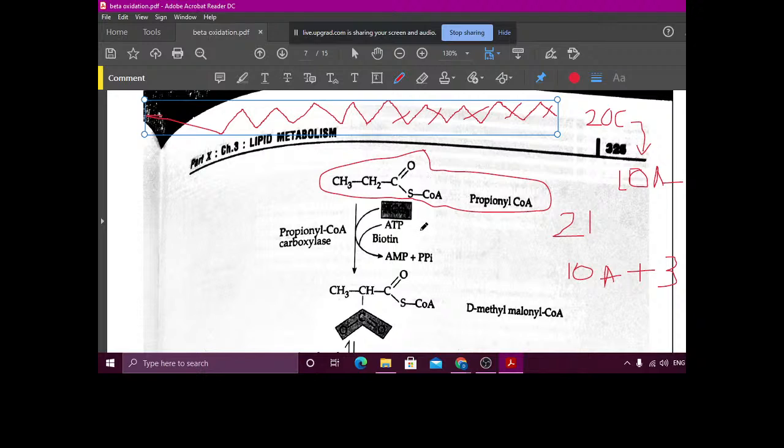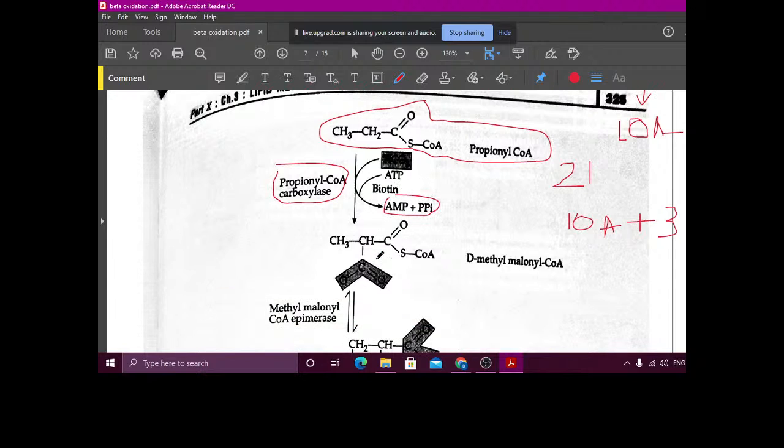That, with the presence of ATP, biotin, and this enzyme over here, gets converted. This AMP is hydrolyzed into this, gets converted. COO group is over here. There is a carbon dioxide which is entering over here. A CO2 is entering, and this CO2 gets attached over here.